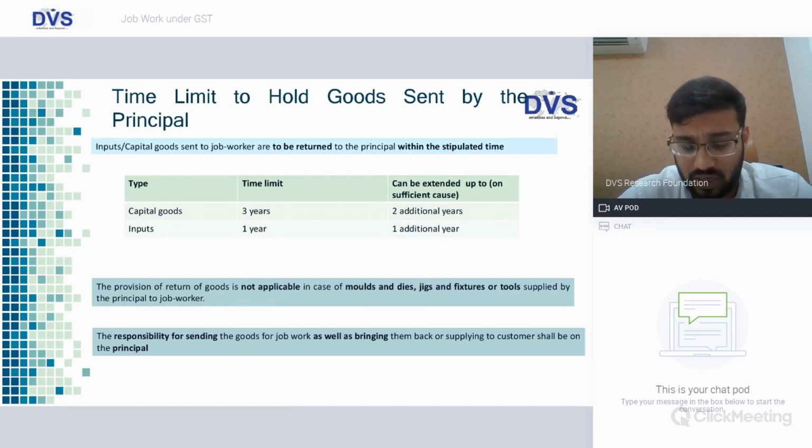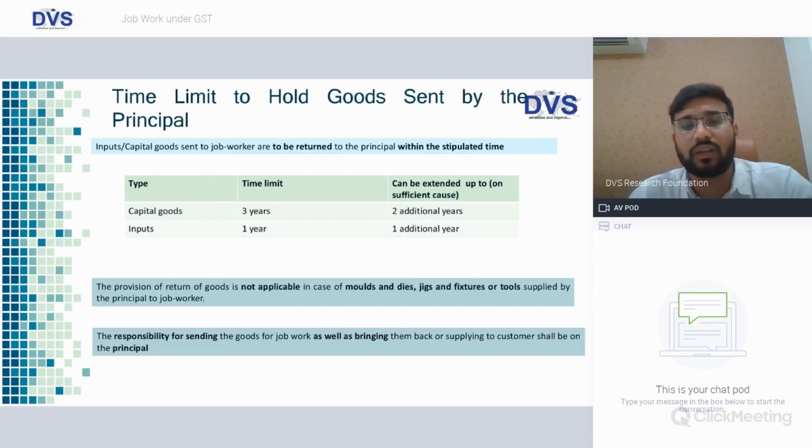In case of genuine circumstances and sufficient causes, 2 additional years and 1 additional year for capital goods and inputs, as the case may be. The provision of return of goods is not applicable in case of moulds, dies, jigs, and fixtures or tools supplied by the principal to the job worker. So for these tools, jigs and fixtures which are required for the purpose of doing the job work, the time limit is not applicable.